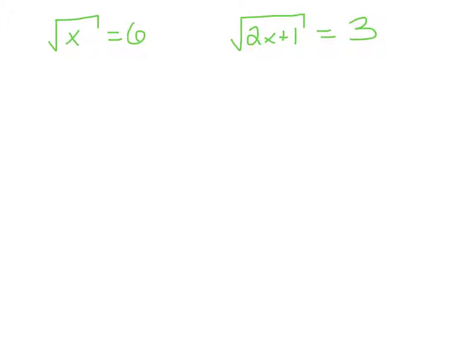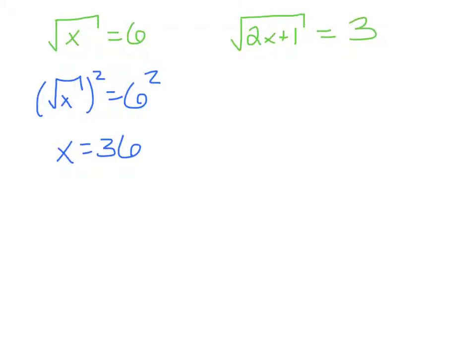I want to go over a couple different examples of solving radical equations. And I think everyone's pretty much okay with these first two kinds, right? We have a square root of x equal to 6, and you should feel comfortable with saying that the opposite operation of a square root would be squaring. And so you would just square both sides of this equation and get x equals 36.